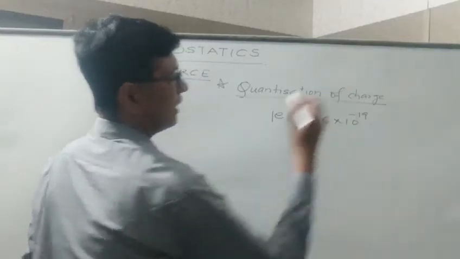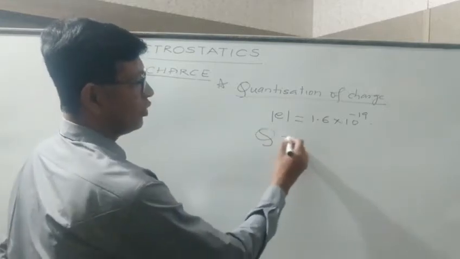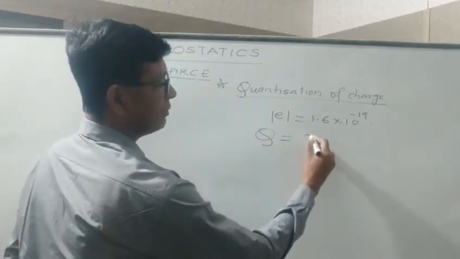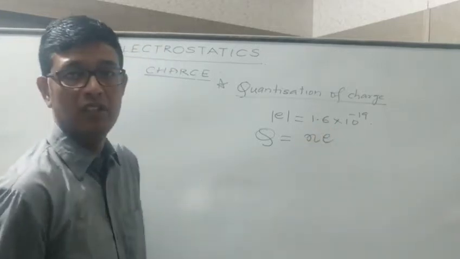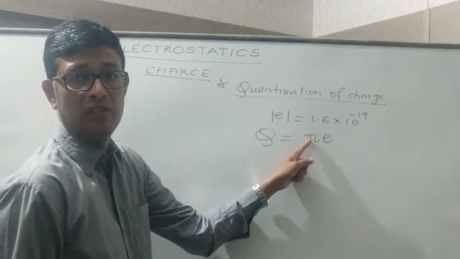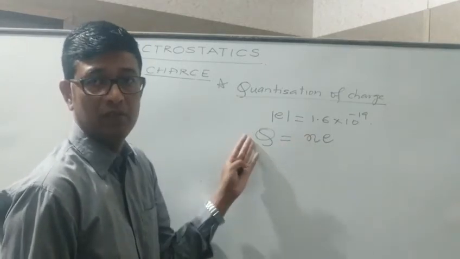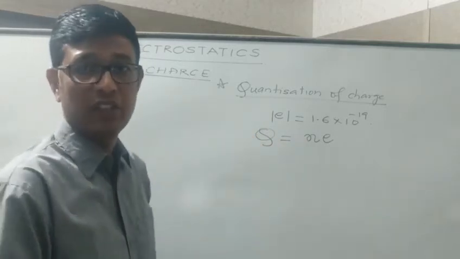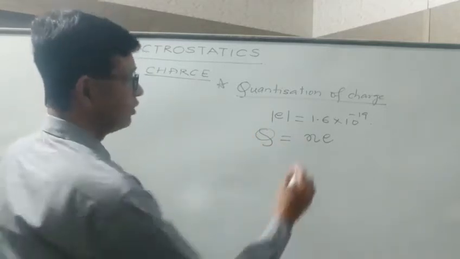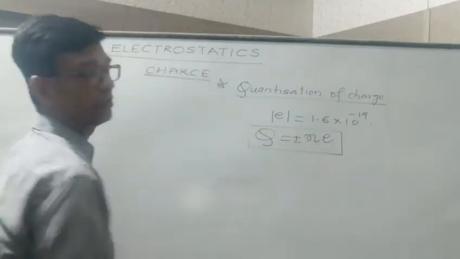So mathematically, quantization of charge may be stated like this. The net charge on a body must be given by some integral multiple of the smallest unit of charge, Q = ne. Here n is an integer: a positive value when the body is positively charged, and a negative value when it has an excess of electrons, that is, when it is negatively charged. So plus or minus. This is the mathematical form of quantization of charge.